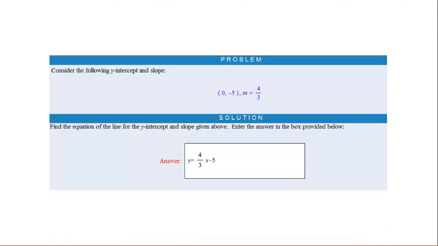Okay, on this example, this is another one of the really simple ones where literally we just need to take the information given to us and put it into the y equals mx plus b format. We know that for b in the y equals mx plus b, we have negative 5 because the x value is 0. And we know for the y-intercept that x must equal 0. And we know that the slope is 4/3. So we literally just write it as y equals 4/3 x minus 5.